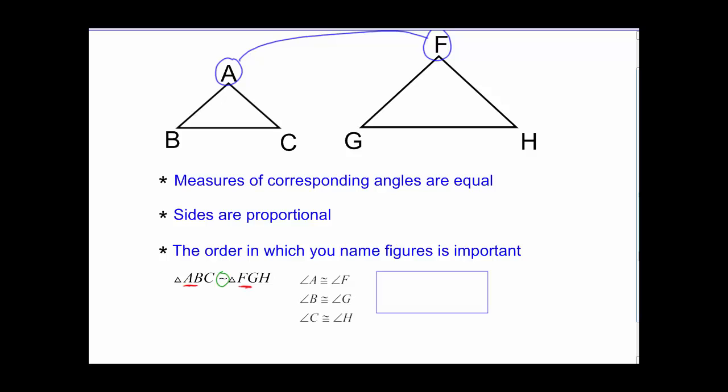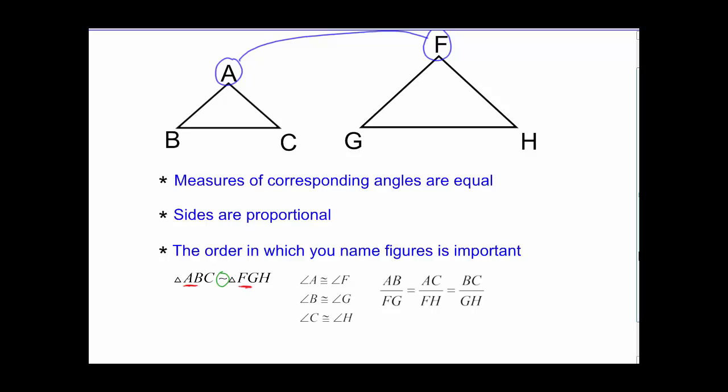Or again, the corresponding sides are proportional. So proportional, we're saying that their ratios are equal. So if I said AB over FG, that should be equal to AC over FH, or that should be equal to BC over GH.